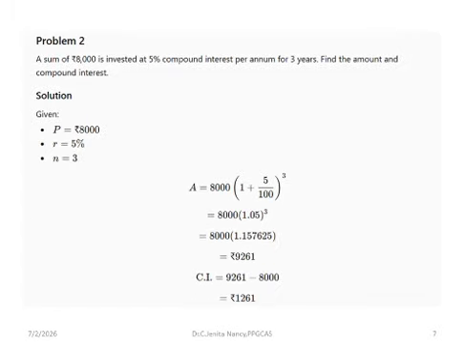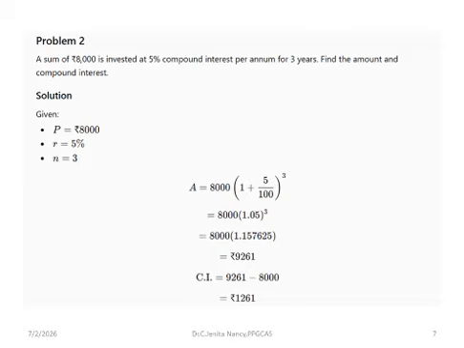Problem number 2. A sum of rupees 8,000 is invested at 5% compound interest per annum for 3 years. Find the amount and compound interest. Solution: given the principal amount as rupees 8,000, rate of interest is 5, and the number of years n is equal to 3. Since the question is asked for amount and the compound interest, we are going to first of all find out the answer for the amount. As we know, the amount's formula is P × (1 + R/100)^n, that is equal to 8,000 × (1 + 5/100)^3, which gives the answer as rupees 9,261.